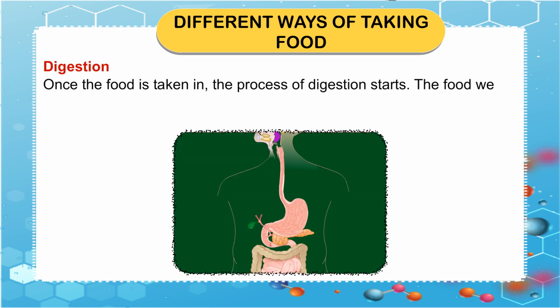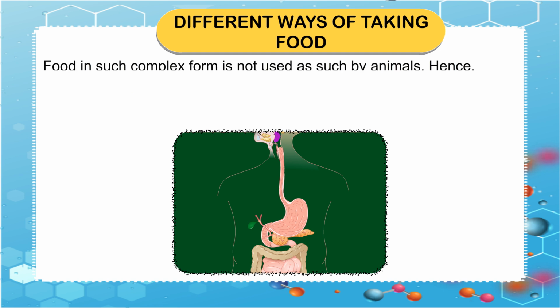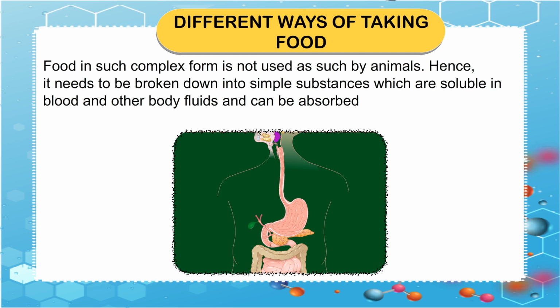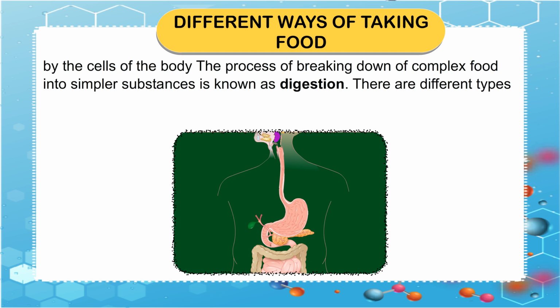Digestion. Once the food is taken in, the process of digestion starts. The food we take is primarily in the form of complex substances. Food in such complex form is not used as such by animals. Hence, it needs to be broken down into simple substances which are soluble in blood and other body fluids and can be absorbed by the cells of the body. The process of breaking down of complex food into simpler substances is known as digestion.